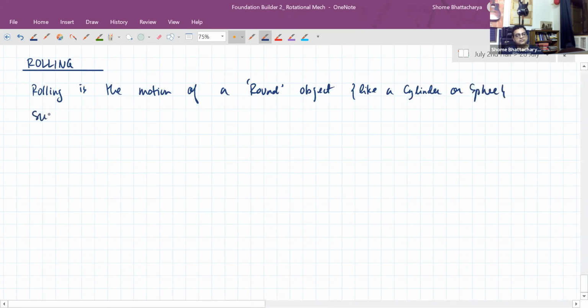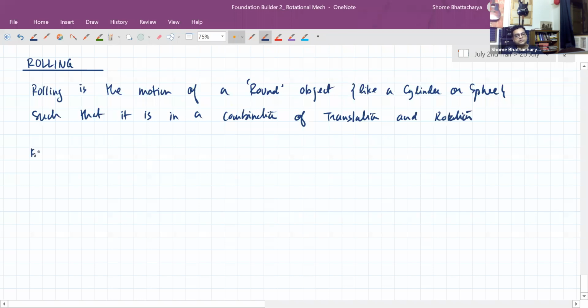such that it is a combination of translation and rotation. So let's look at an example. So something like the previous question, how that body was moving, how that sphere was moving, is an example of rolling. But there is also the whole thing of rolling in the condition when there is no slipping.